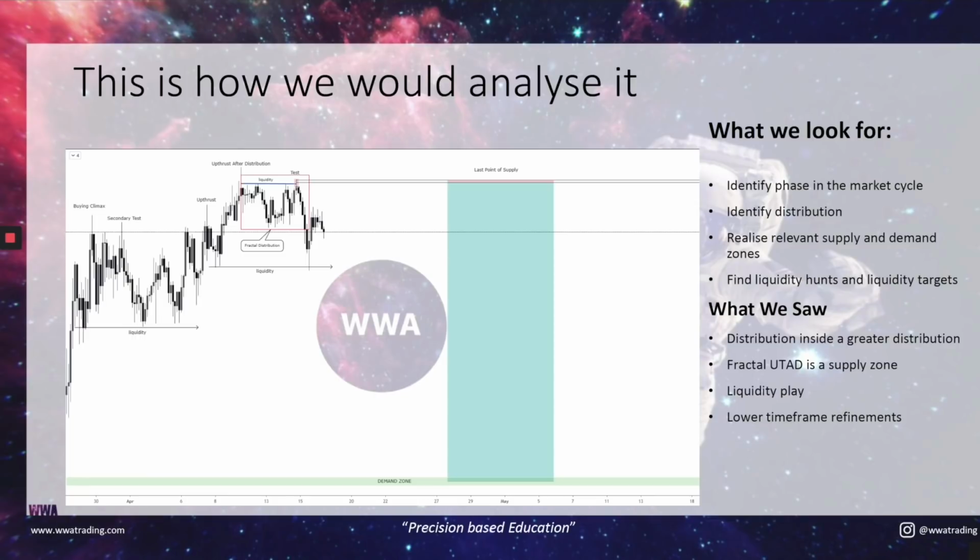So this is how we would analyze this trade at WWE Trading. We would identify that we are in the beginning of a distribution. We understand where we are in the market cycle. Then we would go on to find points of liquidity. We would look at supply and demand zones, and therefore we would try to refine our entry.